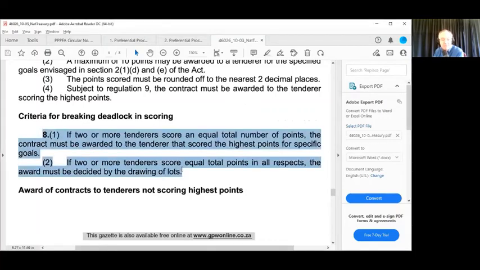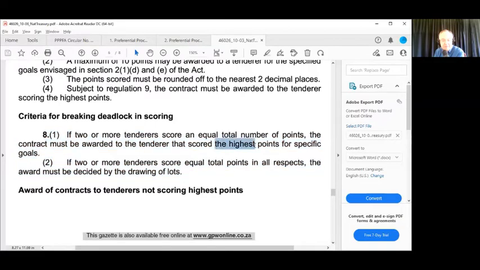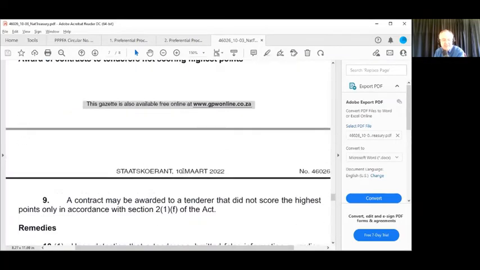They've then got this point here, which is the criteria for breaking deadlock. What if you score the same points? Who do you give it to? Again, as we've got currently, where you give it to the one that scores the highest triple B points, it's going to be that you give it to the one who scores the highest specific goals. And if they're exactly the same, then you decide by the drawing of lots. I'm not sure if this is something that necessarily needs to be in this regulation.